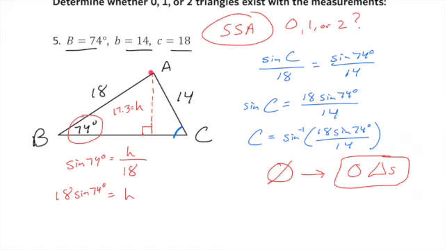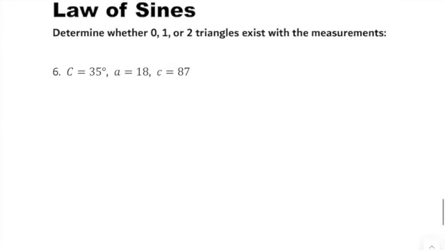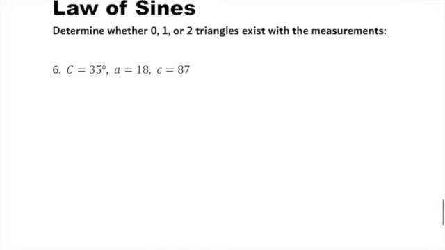So some people like to drop the altitude straight down and then see how this third side compares to it. If this third side is shorter than your altitude, it's not going to be able to touch, and you get 0 triangles. So I don't know if that makes it click better for you, or if you just like the solve way, but hopefully you feel good that you've got a couple ways to think about it.